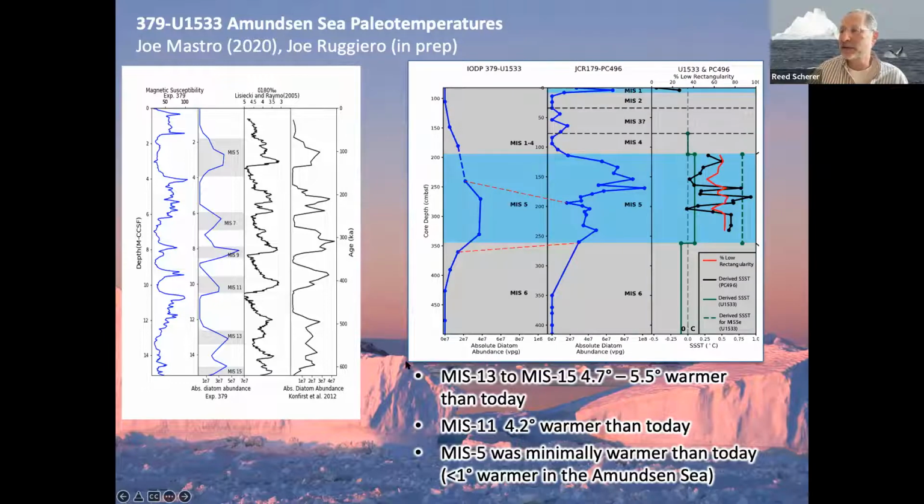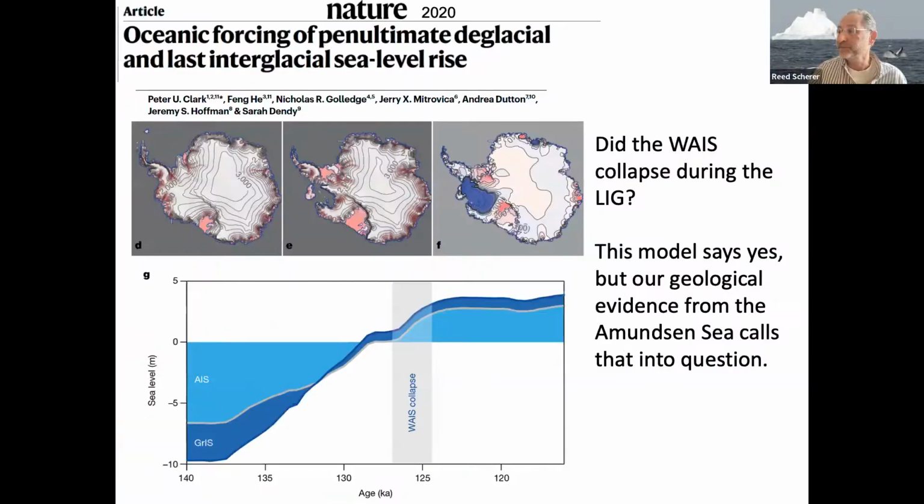Joe Ruggiero, a current master's student of mine, has delved into 5E in much more detail. He's basically confirmed what Joe Mastro had originally said from his analyses, and he's adding a whole lot more data. So the bottom line is, it doesn't look like 5E was quite as warm as some of the earlier ones. It was also rather short-lived. This paper that I already showed suggests at least a partial collapse during the last interglacial, largely coming from the Amundsen Sea component, but we don't necessarily see the evidence that supports it, at least from the simple perspective of paleotemperatures.